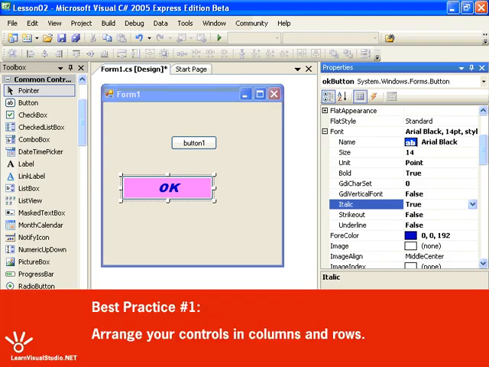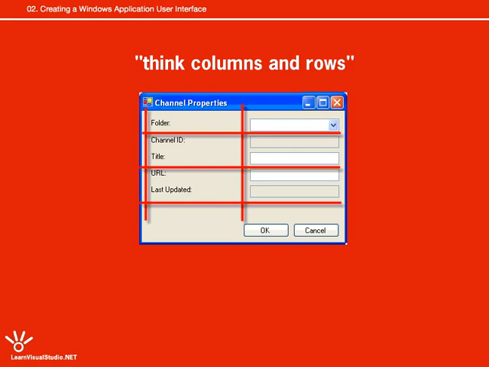The first best practice is to think in terms of columns and rows. When arranging your controls, try to make sure that they follow a logical pattern. If you're building a data entry form or a form that allows users to change the properties of your applications, attempt to keep the labels in one column on the left and keep the controls where the data will be entered on the right. And keep the action buttons like OK, Apply, and Cancel in the lower right-hand corner of the form.